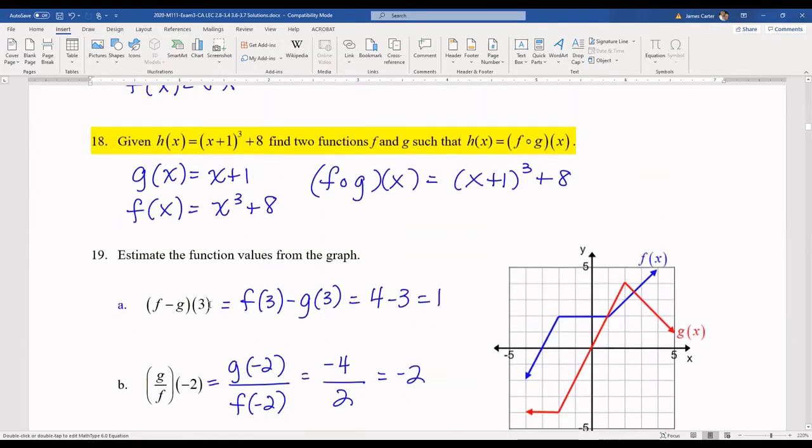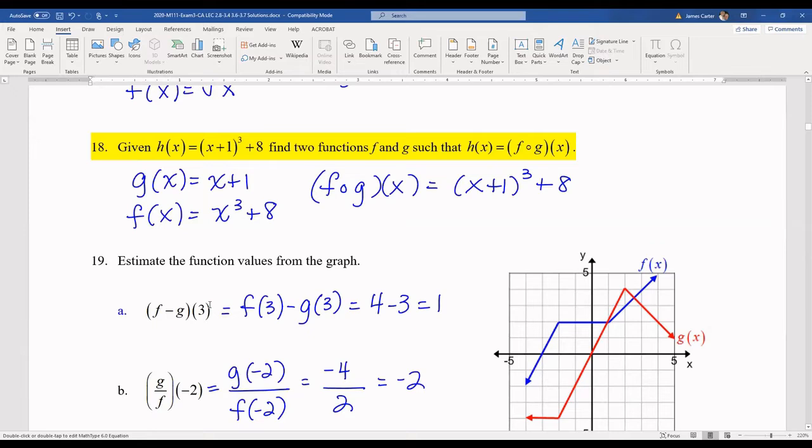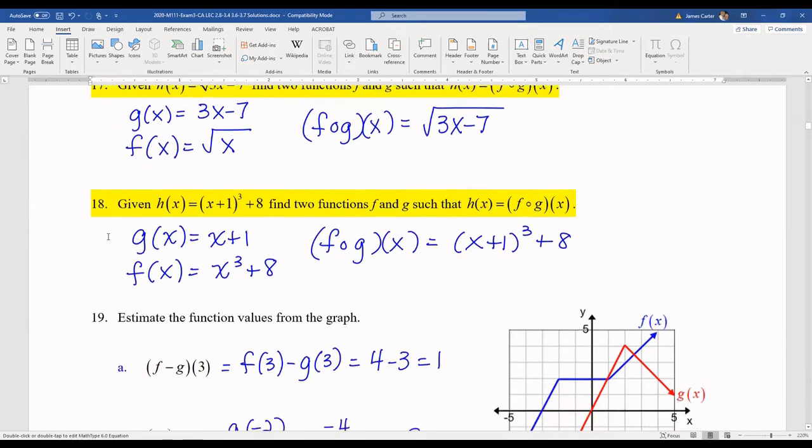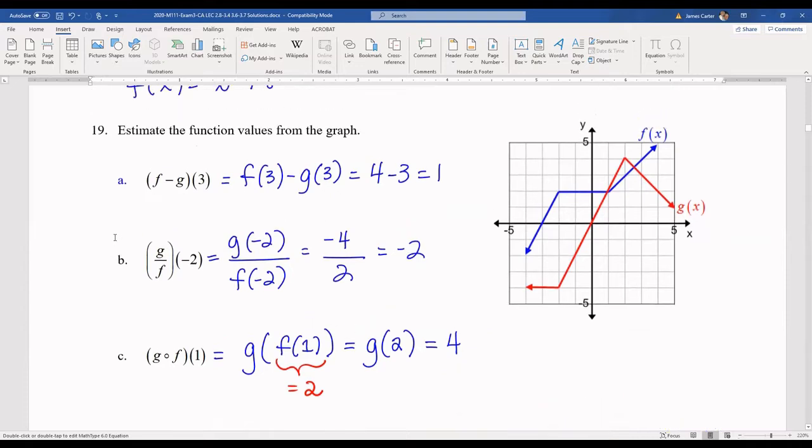Okay, let's go on. We could do these, but we're not going to, because this is asking us to decompose. Estimate the function values from the graph: f minus g of 3.